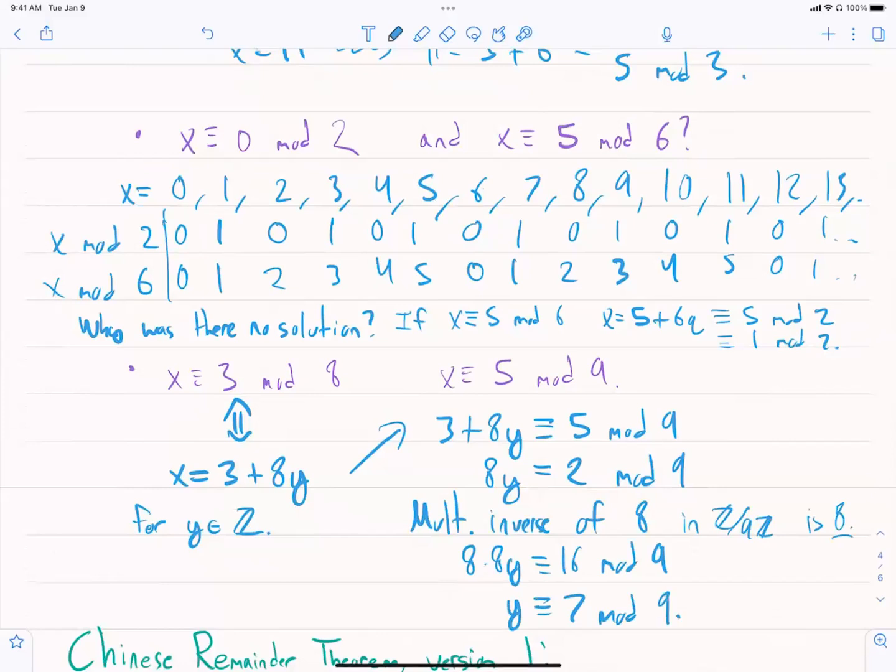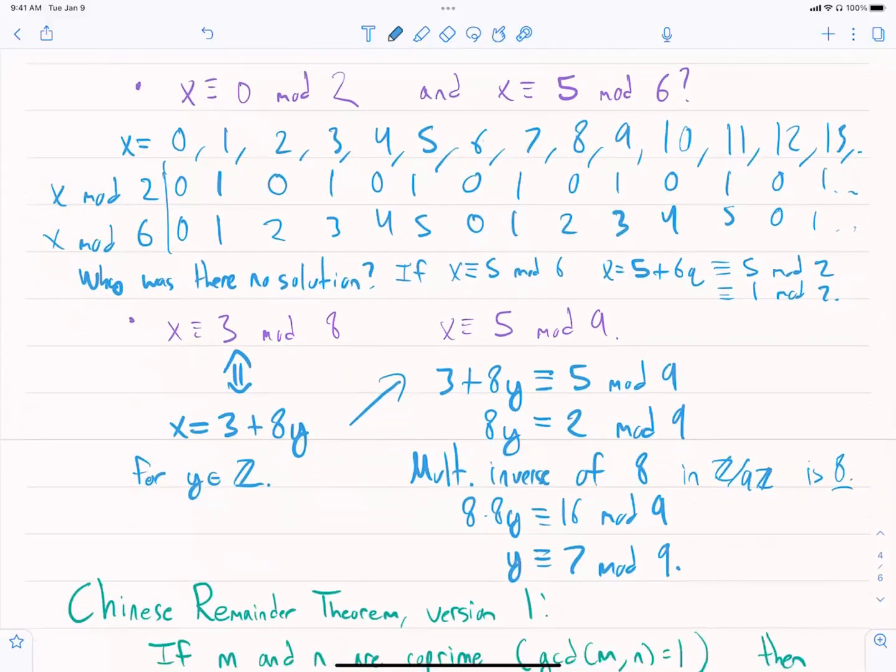Okay, and so now I can just choose any element that's congruent to 7 mod 9. So I could take y to be 7. Then I substitute back in for x, and I get x is equal to 3 plus 8 times 7. So 3 plus 8 times 7, so 3 plus 56, which is 59.